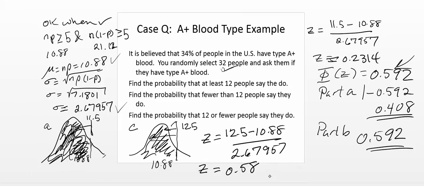So I'll go back to the problem. And Φ of this z was found to be 0.719. And do I want that, or do I want 1 minus that? I include the majority of this lump now, so all of this region. So I don't want a small number, I want a pretty big number. In fact, that's my answer for part C.